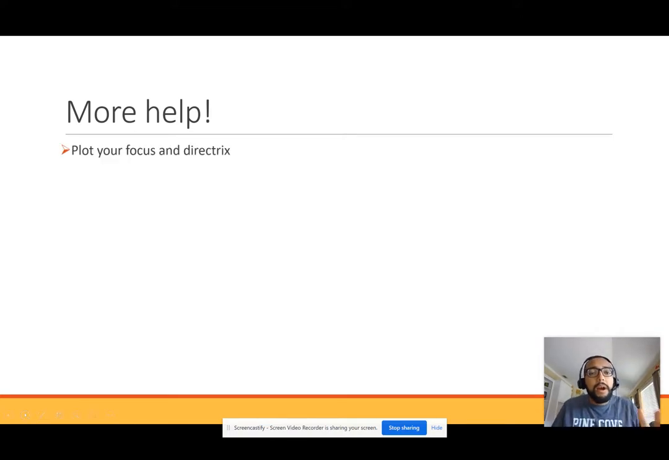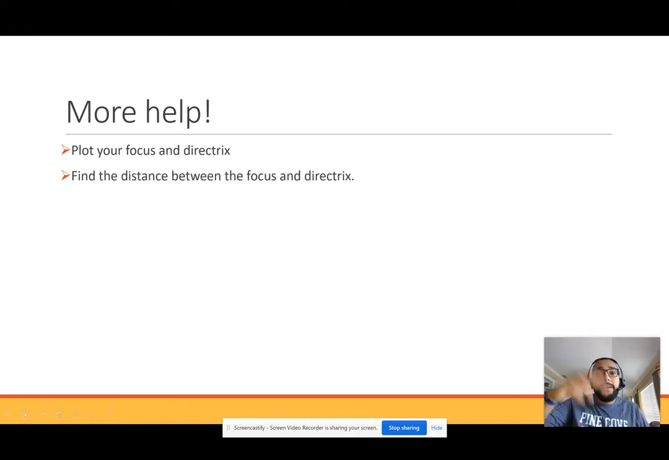So first, I always recommend plotting your focus and directrix. Remember, your focus is a point and your directrix is a line. You'll tend to see me and Delta Math plot the directrix as a dotted line. Does it matter? Not really. It's just to help you understand what is happening in your picture. Next step, find the distance between them. If they're 8 units apart, make sure you know they're 8 units apart.